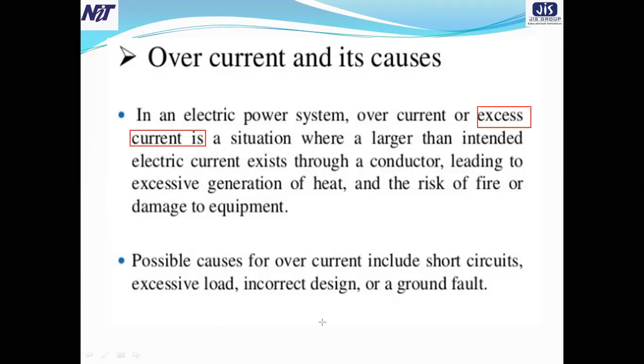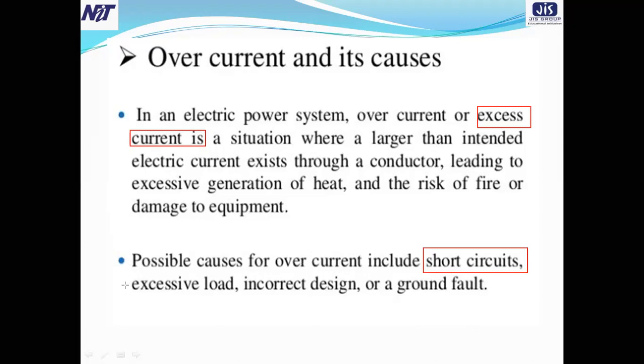Now look, the possible causes of overcurrent include short circuit, excessive loads, incorrect design, or a ground fault. So what are the causes of this overcurrent? You have to remember this very carefully. One of the causes is short circuit. I already talked about short circuits at different times in your classes, when you were in 3rd semester circuit theory or basic electrical technology subject. You go through this. I talked about what a short circuit is and how it happens.